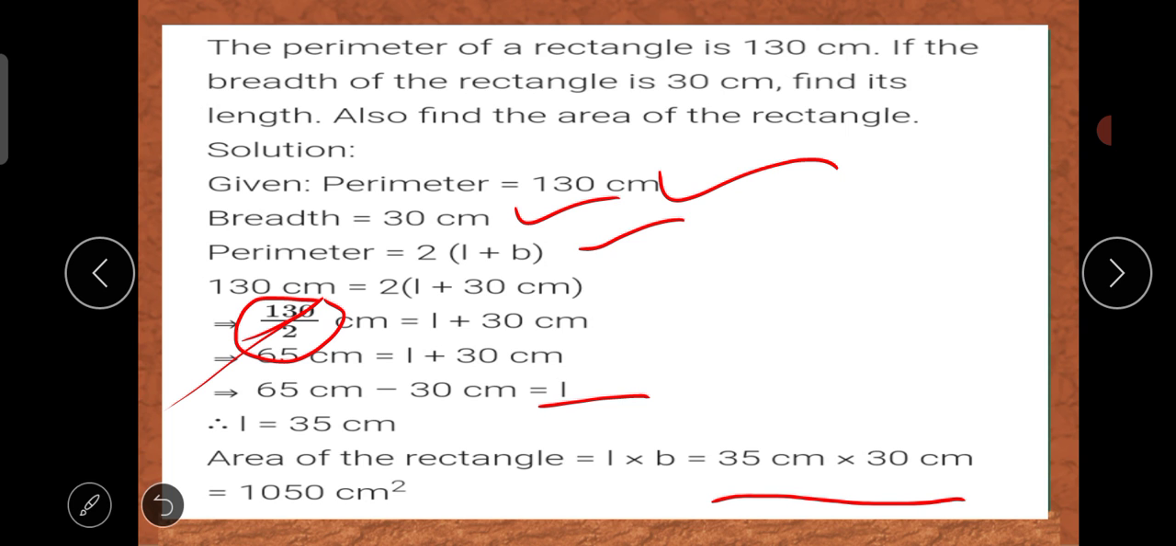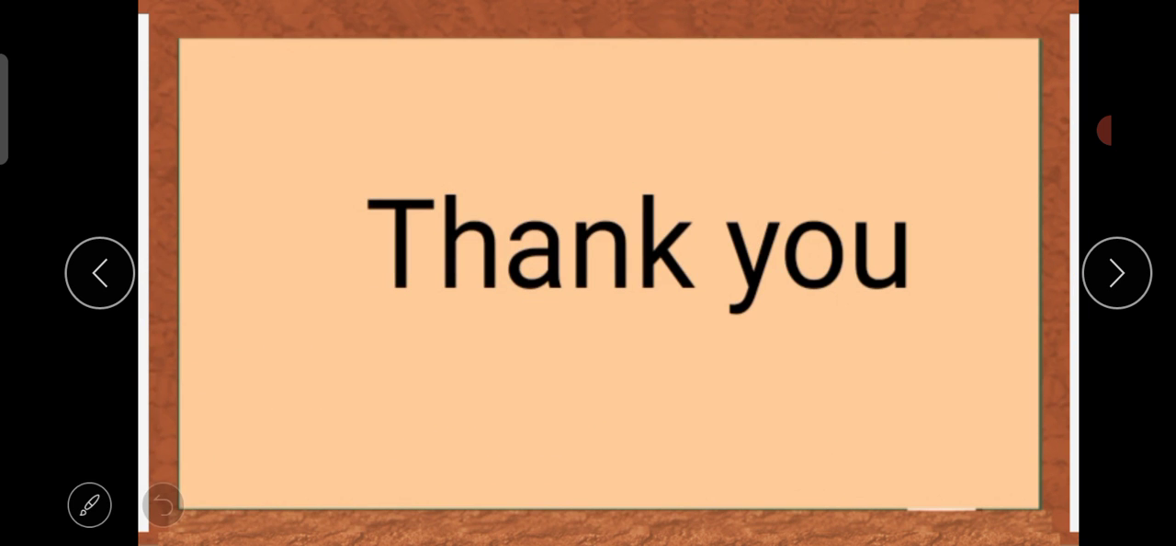I think this question is repeated. So thank you. Here we completed our exercise 11.1.